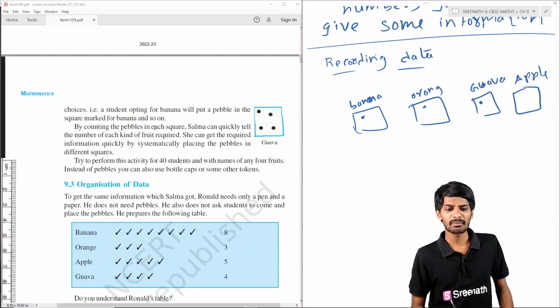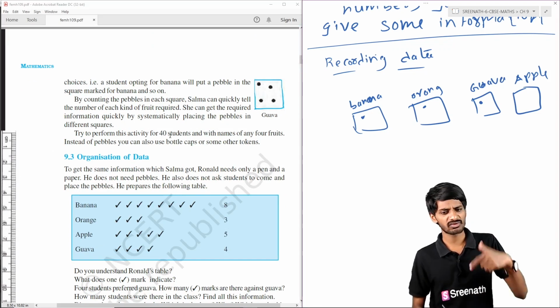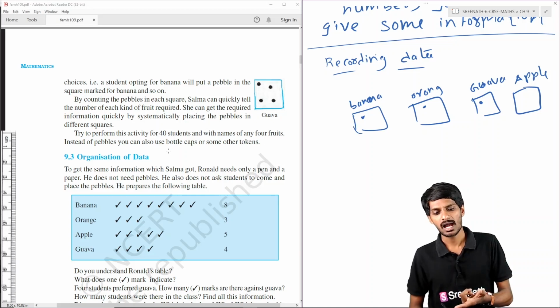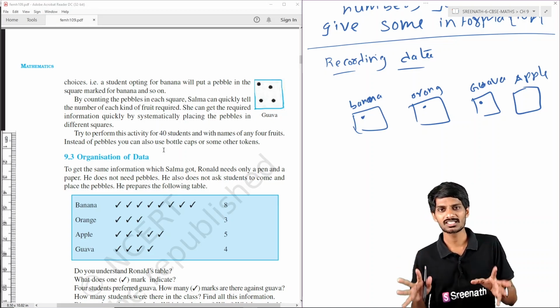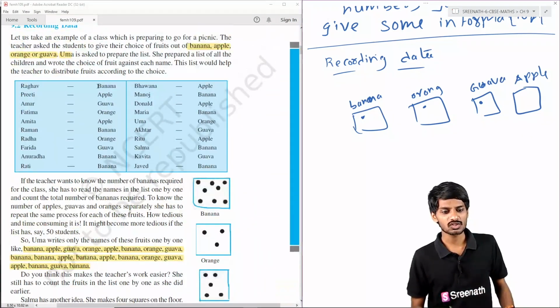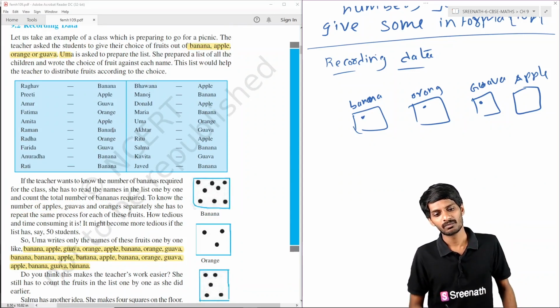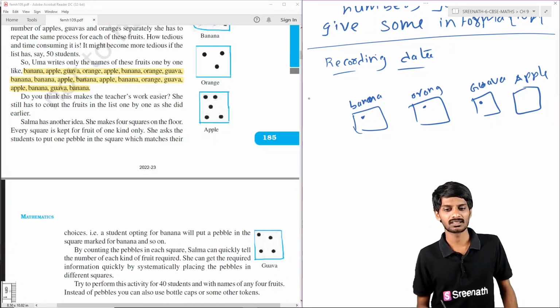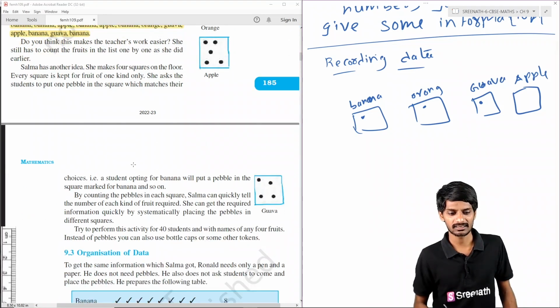By counting the pebbles in each square, we can quickly tell how many we need. Even if it is for 40 students, 50 students, or 100 students, we can do this task, students. So this is the beautiful thing about recording data. We can do this task by the other method also, but there is a lot of difference between the two methods. This method takes very less time and is very easy to analyze and very easy to calculate.